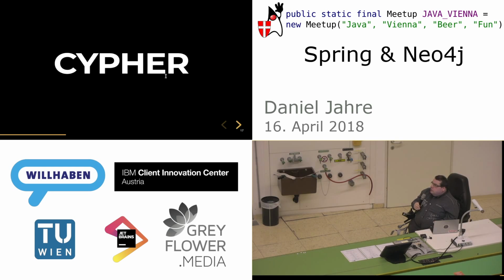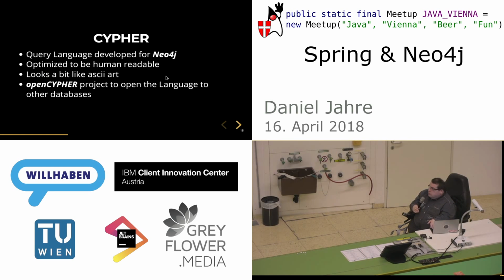The best way to access and work with graph data is Cypher. It's a query language that is like SQL for relational databases. They invented that language for the graph, and it was developed for Neo4j, but they opened it up in the openCypher project to support other databases, and currently the Apache Spark project is implementing openCypher so that you can also use Cypher queries for Apache Spark, for example. And I hope that more databases will follow.